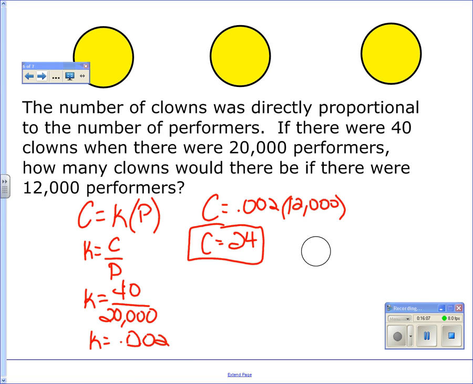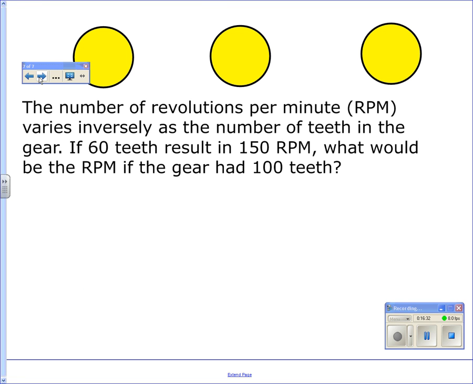Are there more clowns or more performers? Okay, so when we have 12,000 performers, should we have a lot of clowns or just a few? Just a few. Does that make sense? You can kind of just look at it and see, does my answer look close or not? Any questions on this one? Okay, one more. See if you can do it completely by yourself.